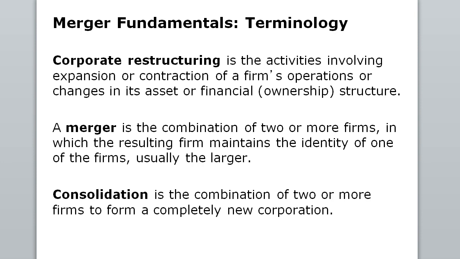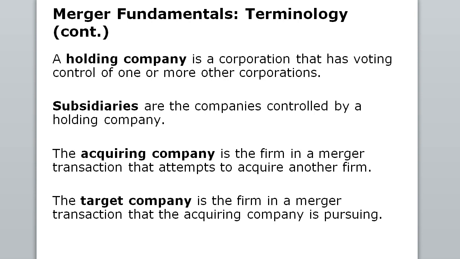Now, a merger is a combination of two or more companies, which results in a firm maintaining the identity of one of the firms, usually the larger. So in a merger, for the most part, the larger, bigger company would maintain its identity and absorb a smaller company. And consolidation is a combination of two or more firms that develop a completely new corporation. So this is quite often when two relatively similar sized companies come together, they may form a new company altogether in the consolidation.